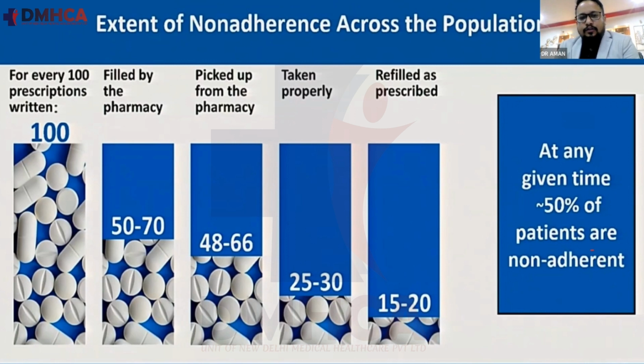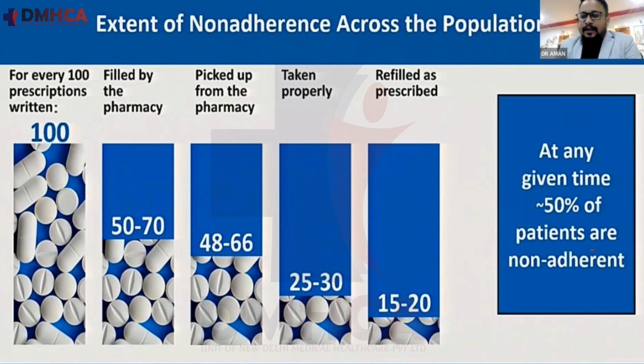Then only 48 to 66% of the medications are picked up from the pharmacy. Then only 25 to 30% of these medications are taken properly by the patient. Then after 1 week or 15 days, when the course is over, you go to the OPD or emergency next time. Then only 15 to 20% of the prescriptions or medications are refilled as prescribed.